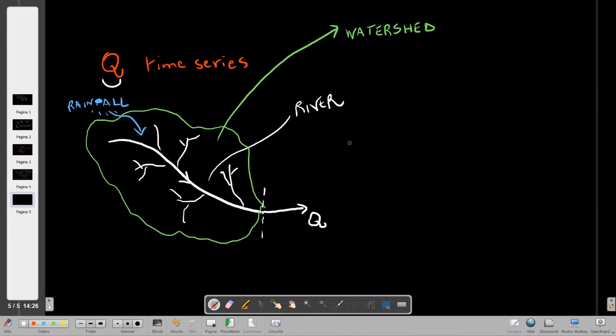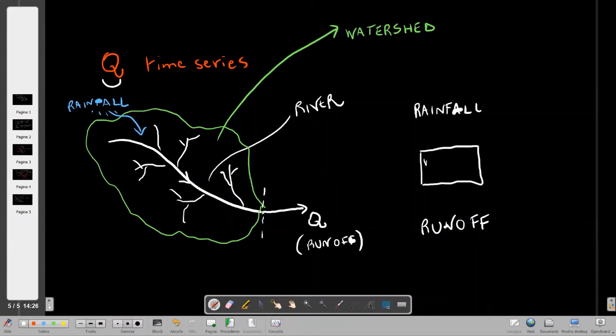So actually we have the rainfall on one end and the so-called runoff on the other end. So this is actually the runoff. In reality, only a portion of the water related to the rainfall is transformed into runoff. So not all the water coming from the sky is transformed into runoff. Indeed, in the middle, we have the watershed.